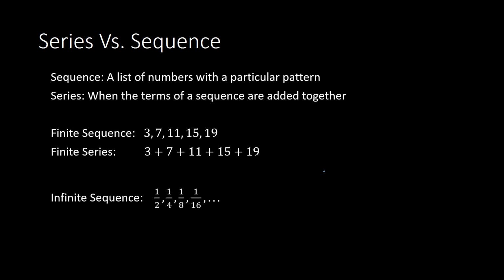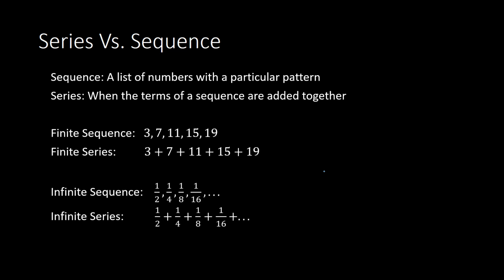An example of an infinite sequence would be 1/2, 1/4, 1/8, 1/16, etc., where we have the 3 dots at the end to signify that it's infinite. An infinite series would be adding those together. So 1/2 plus 1/4 plus 1/8 plus 1/16, and etc.